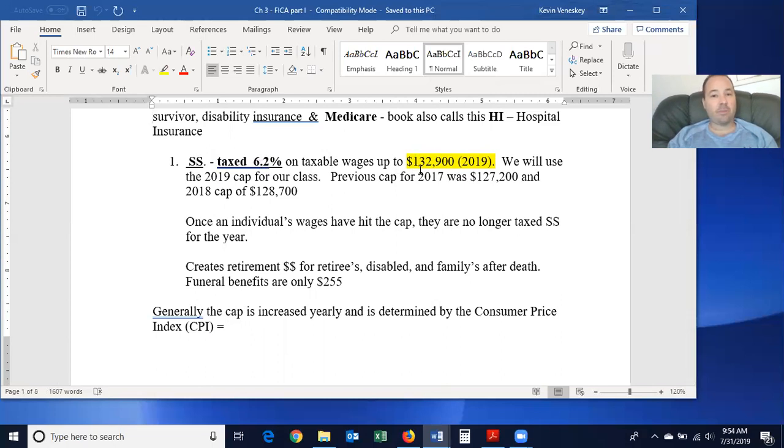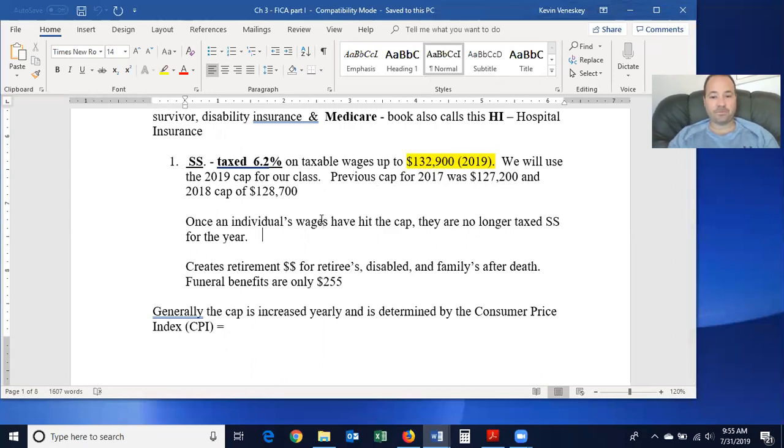Sometimes we will be a year behind, but most of the time I'll try to keep up with the year that we're in. So this year, for at least the fall 2019 and spring 2020, we'll be using the 132,900. That's the number we're going to need to memorize. And you can see in previous years, it does go up, not a lot, but it does continually go up every year based on inflation. So 127.2 up to 128.7 and now 132.9. So we're going to base all of our calculations on that 132.9 as we continue on here in a few examples.